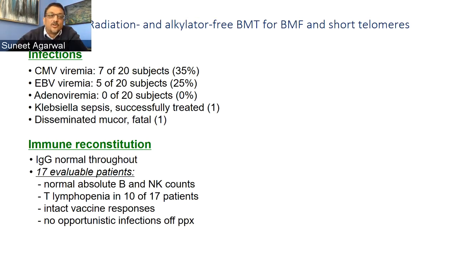And in terms of immune reconstitution, the IgG level was normal throughout, so I don't think we deplete plasma cells in this regimen. And of the 17 evaluable patients, what we find in these patients is that they get normal B and NK counts, but interestingly, and actually, regardless of regimen, what we find is that some patients with DC have persistent T lymphopenia for some period of time.